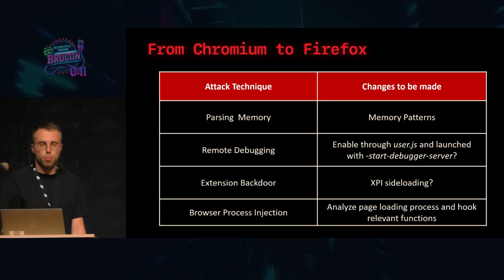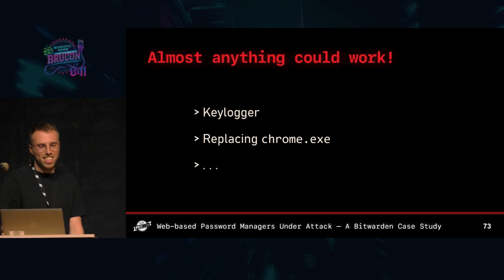And same for browser process injection. The browser needs to read files, or it has functions that it uses, so we can always hook them and alter how it works at runtime. And basically, anything else could work. When you take a step back, you could have a keylogger, you could replace chrome.exe. Maybe you have another idea, but anything could work to extract this password.